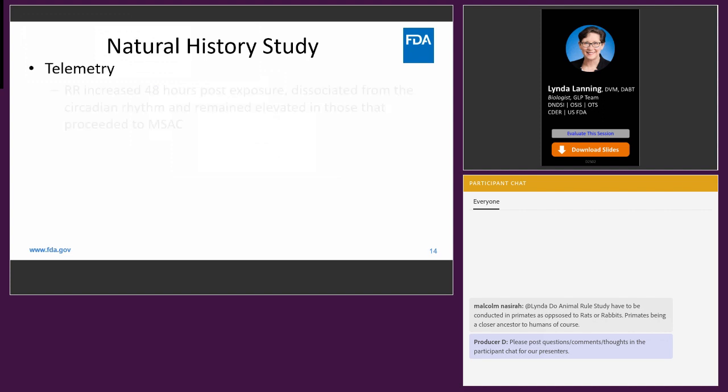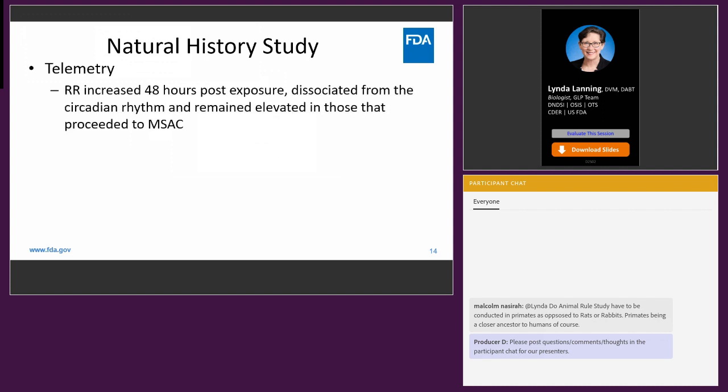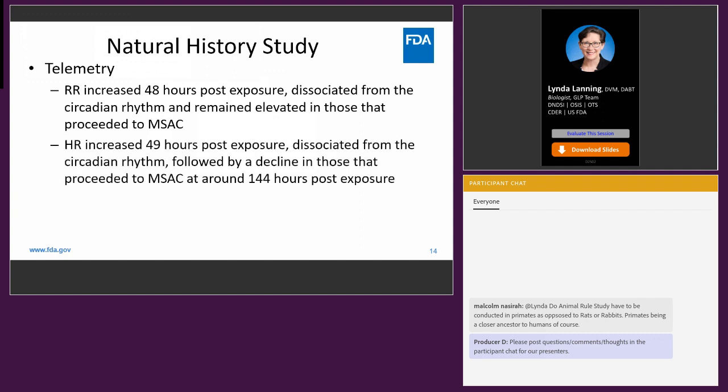Telemetry was used in this study to help identify a possible biomarker for disease. Respiration rate increased 48 hours post-exposure, dissociated from the circadian rhythm, and remained elevated in those animals that proceeded to moribund condition. Heart rate increased 49 hours post-exposure, dissociated from circadian rhythm, followed by a decline in those animals that proceeded to moribund condition at about 144 hours post-exposure.